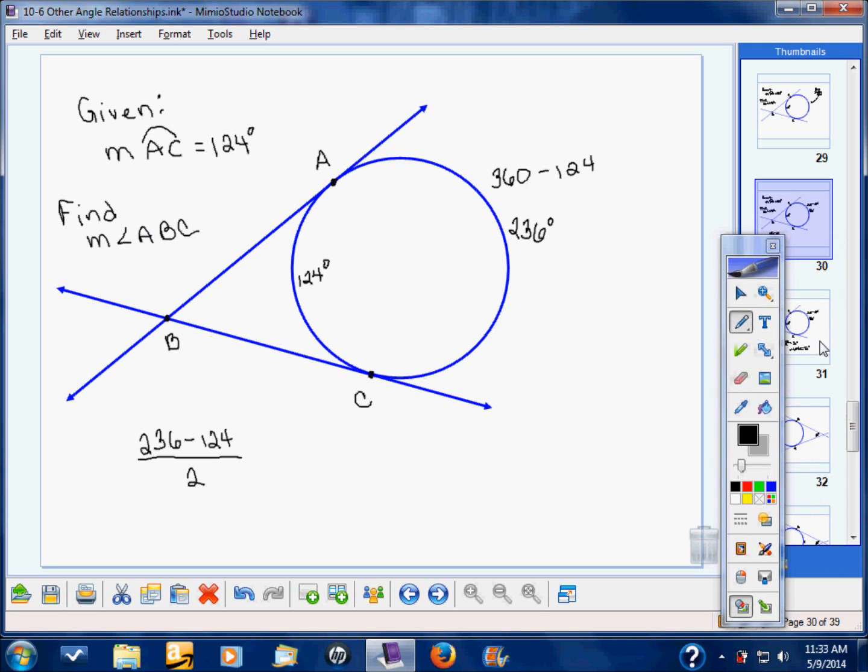You're perfectly capable of doing that. You subtract the numbers and then literally divide them by 2. You know how to do that math. And we end up with 56 degrees. So that's the one little tricky thing about these tangent problems when they're both tangents, is that you're only given one piece of information, but then the other one you're able to find because of the way a circle works.